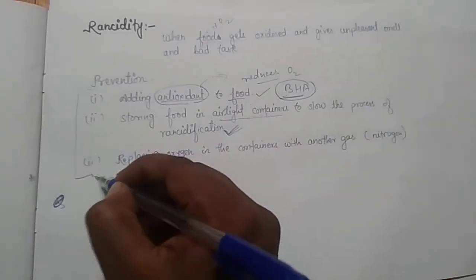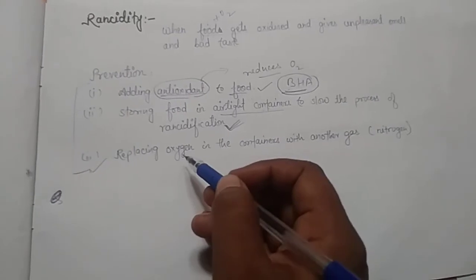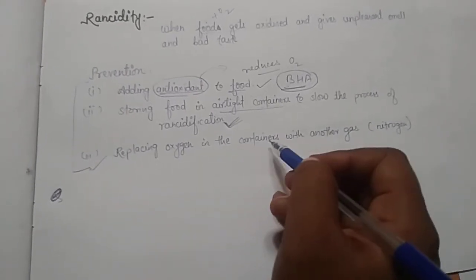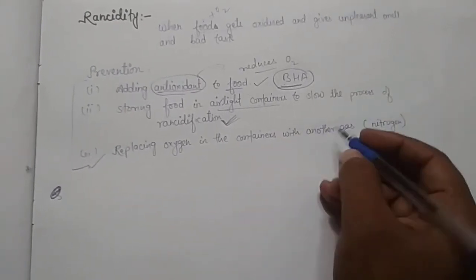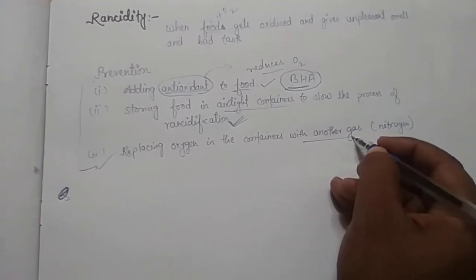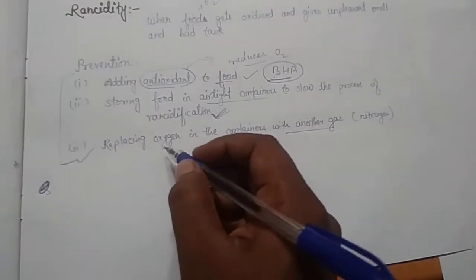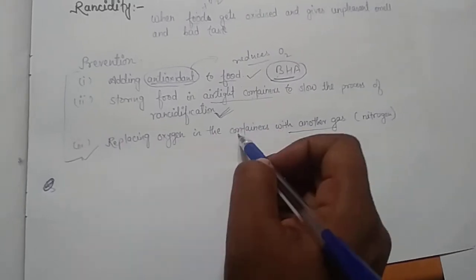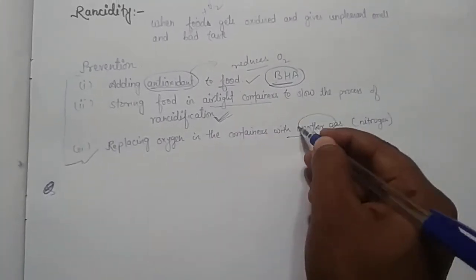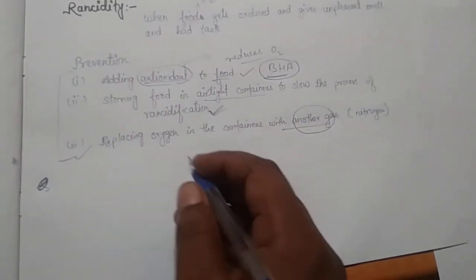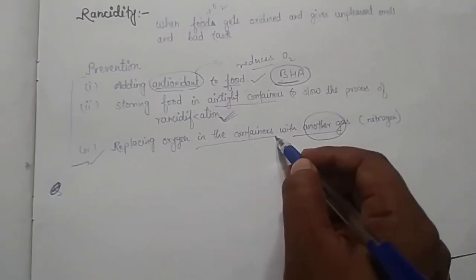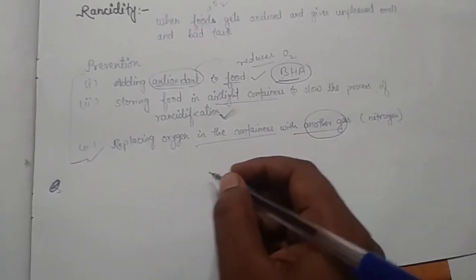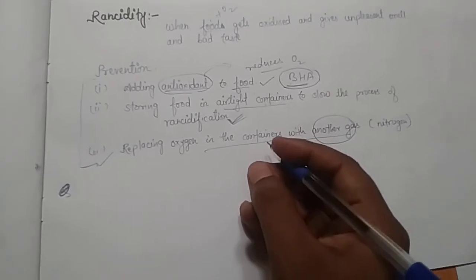Now third is replacing oxygen in the containers with another gas. Clear, children? Replacing oxygen in the container with another gas. The question can be asked from this, children. Most of the questions can be asked from this. Why are potato chips flushed with nitrogen gas?